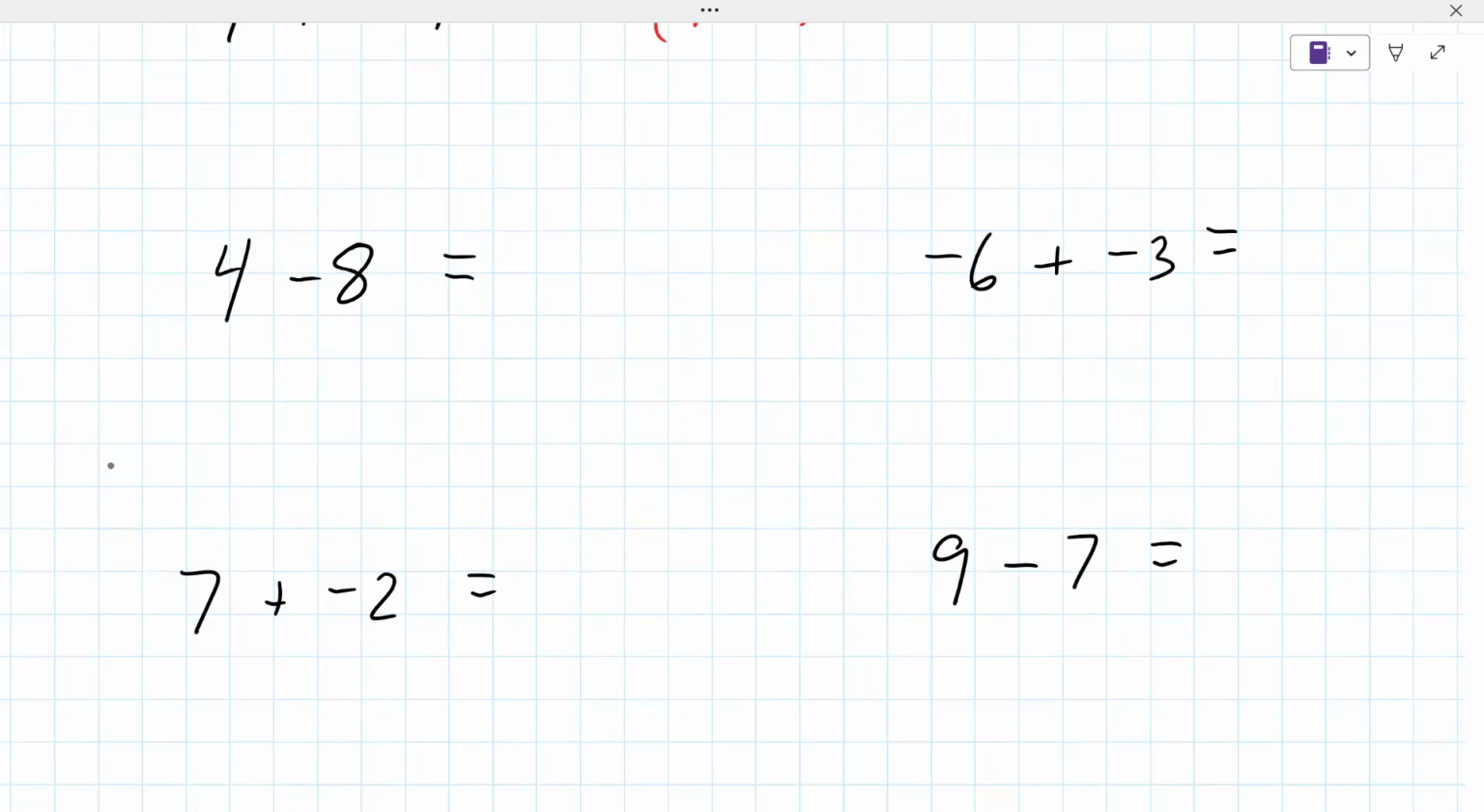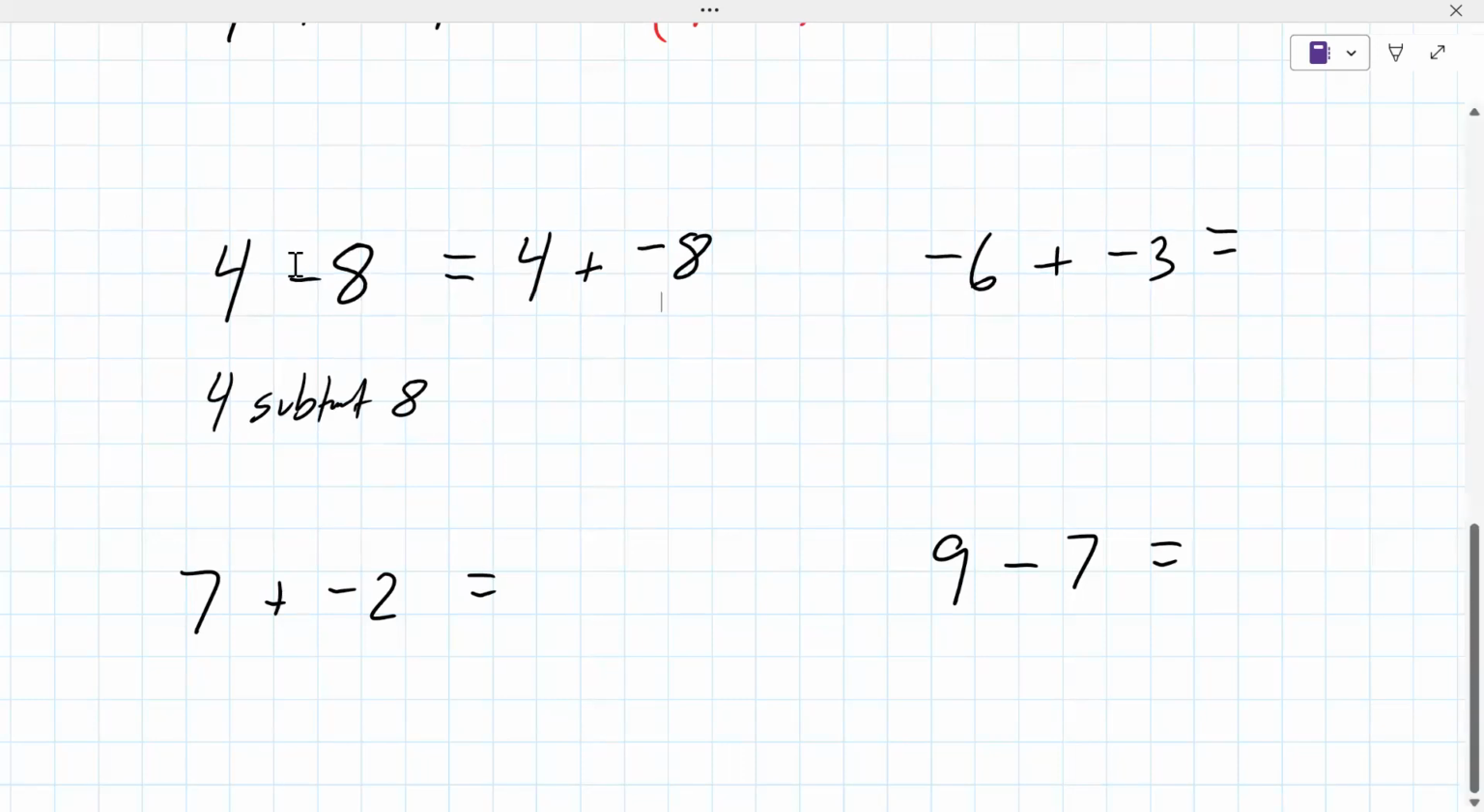I have a question for the top one. Is it 4 subtract 8, or is it 4 minus 8? The wording, if I were to read this out loud, is 4 subtract 8, but we talked about changing this into 4 plus -8. Even though it says subtraction, it's really a minus operator.